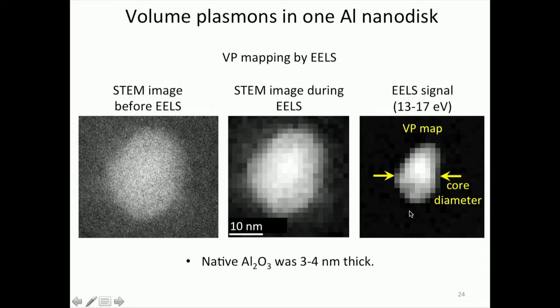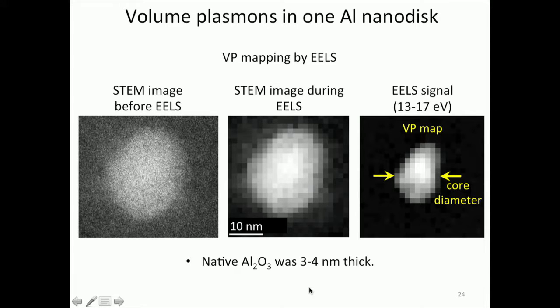One interesting thing that you can see right away is that the difference between the volume plasma map and the image will be due to the silicon oxide signal. One thing that I did not tell you is that the volume plasma signal for aluminum is 15 eV, but for aluminum oxide, it's around 20 eV. So you can easily distinguish the signal from the metal and the oxide. So we did that so we can isolate the metal part and the oxide part.